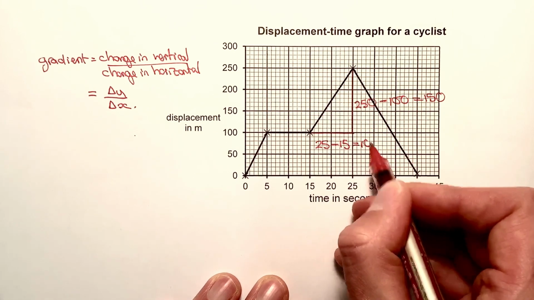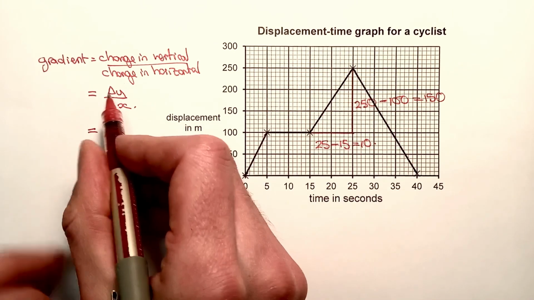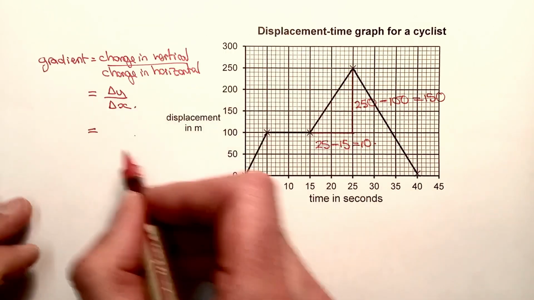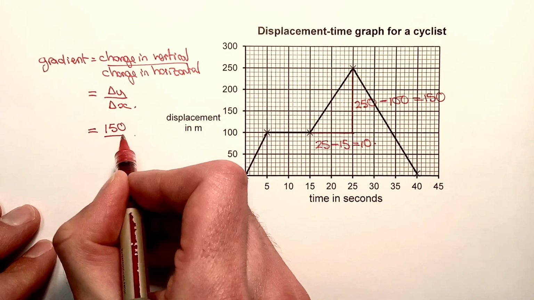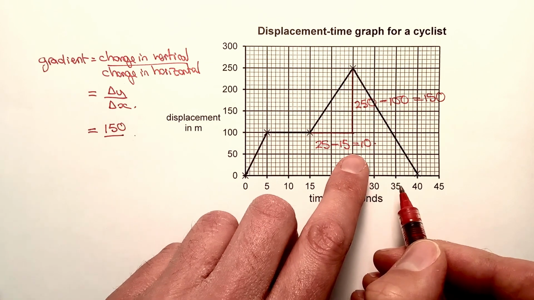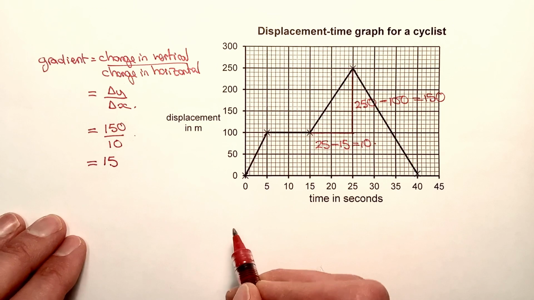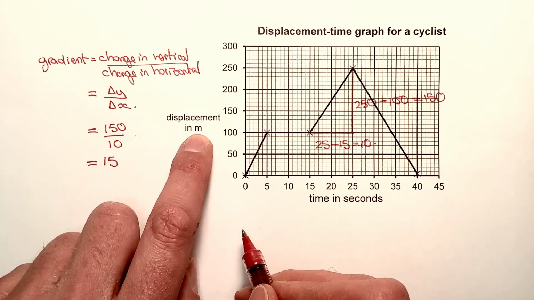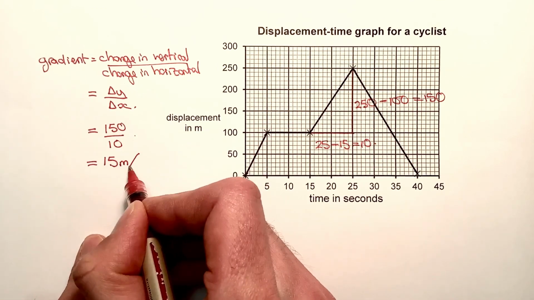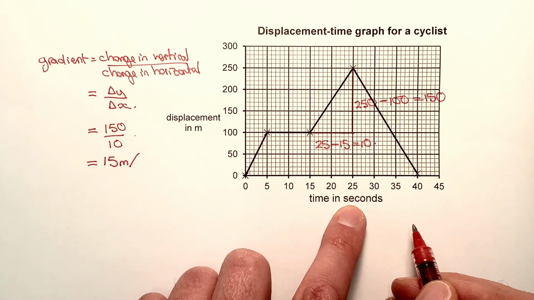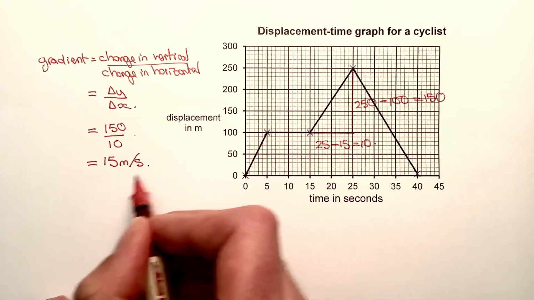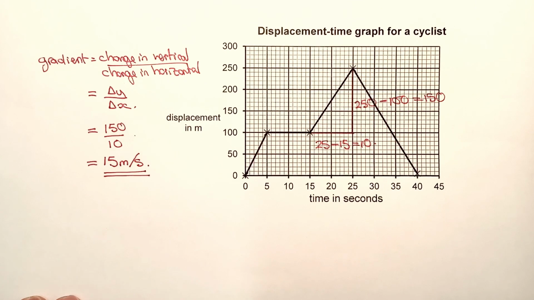Then I can put it into the equation: the change in the vertical, which was my 150, divided by the change in the horizontal, which was 10, which gives me 15. And to get the units, I need to do what was on the vertical, meters, divided by what was on the horizontal, which is in seconds, which gives me 15 meters per second, which will be the velocity or speed.